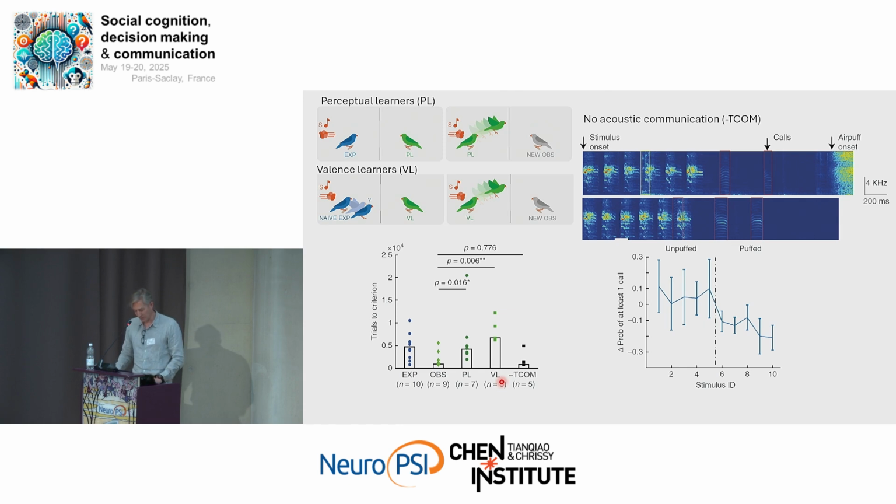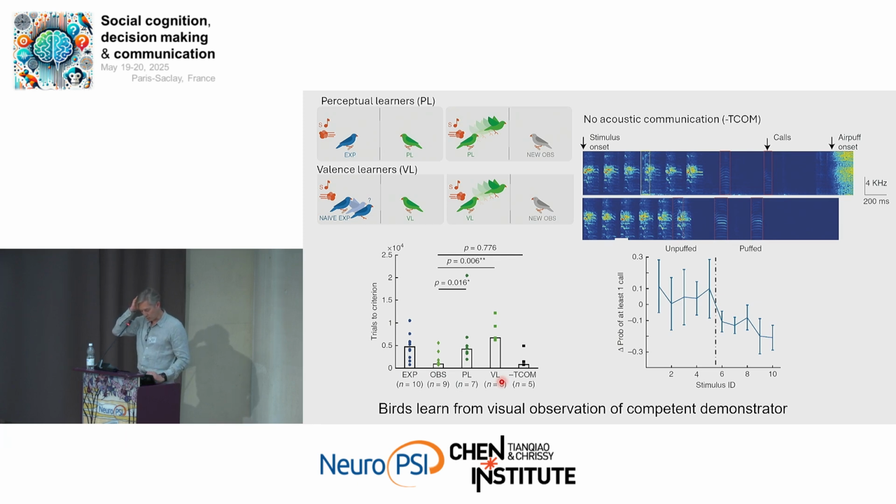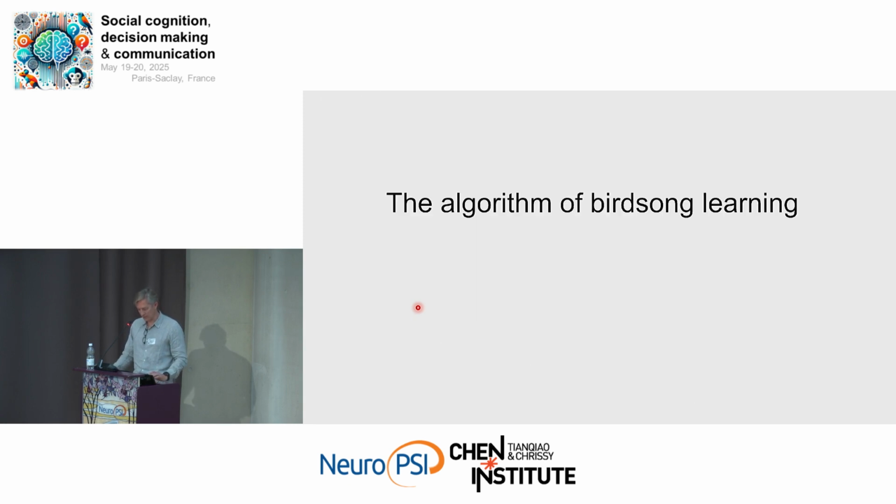What they're really learning from is visual observation of a competent demonstrator, right? So the birds are not really capable of telling each other what the solution to the task is. They just learn it from observation. So this is all I had to say about this artificial task. And now I want to turn to the natural cultural transmission task, namely the algorithm of birdsong learning.